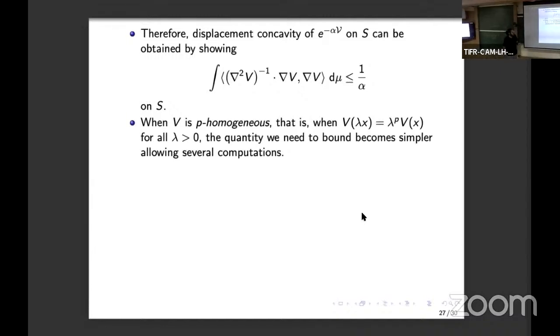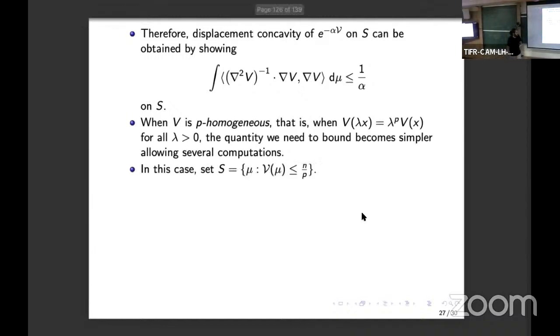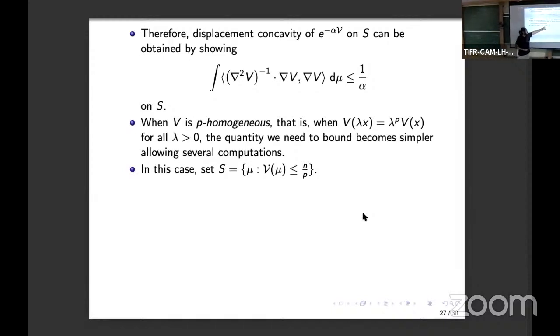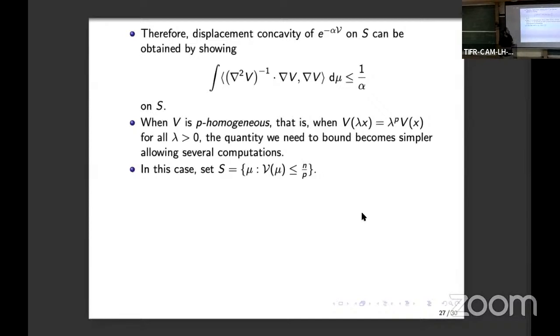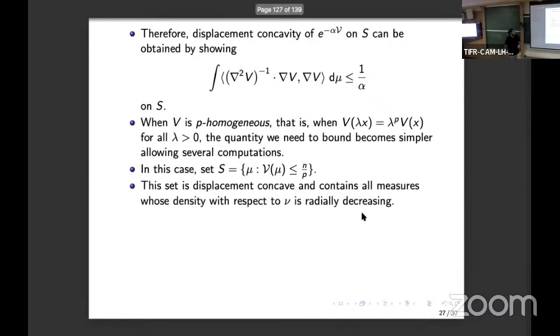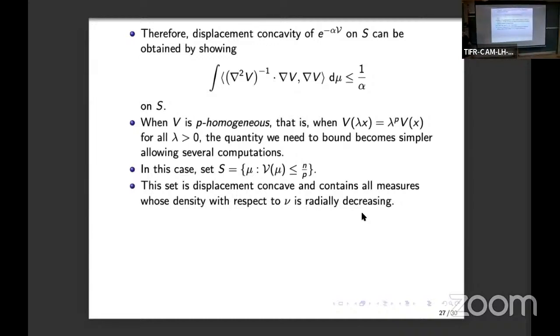So if V is P homogeneous, then some calculations become simpler, and you can actually see that the set S of all measures which satisfy this condition of potential energy being less than N over P is a displacement convex set, and it contains all measures whose density with respect to nu is radially decreasing. N is the dimension, P is the homogeneity of this potential. So the potential energy is less than or equal to N over P. This set is displacement concave and it contains all measures whose density with respect to nu is radially decreasing. So it contains all the nu k's for star-shaped bodies K.